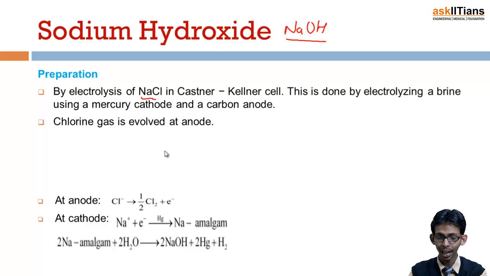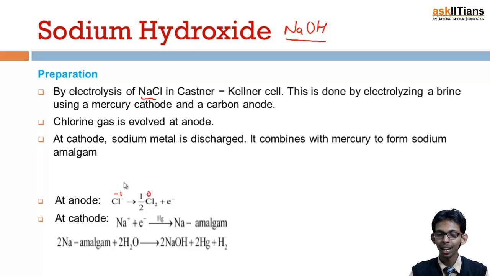The chlorine gas is evolved at the anode. We can see the reaction here. Chloride, which is formed by dissolution of NaCl, is oxidized to chlorine. Why oxidation? Because here it was in the -1 oxidation state, here it's 0, so it is losing electrons. That means oxidation of chloride ion into chlorine takes place at the anode, which results in evolution of chlorine gas.